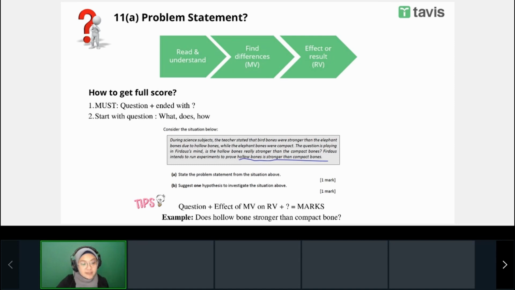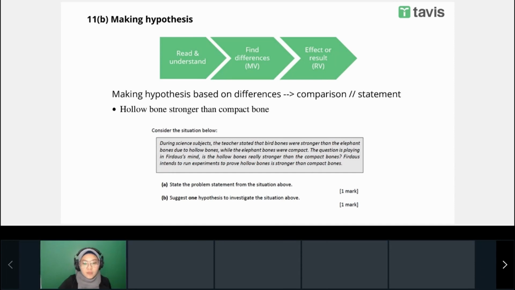Okay, let's try to answer question A. Problem statement. How to tackle this question? Problem statement, your answer must be in question form, ending with a question mark. Does the hollow bone stronger than the compact bone? Okay, 1 mark. And the end of your answer will be a question mark. You ask yourself. Okay, the hypothesis. The hypothesis is here. Hollow bone stronger than compact bone. One mark. Hypothesis is just making a comparison based on the statement, yeah?